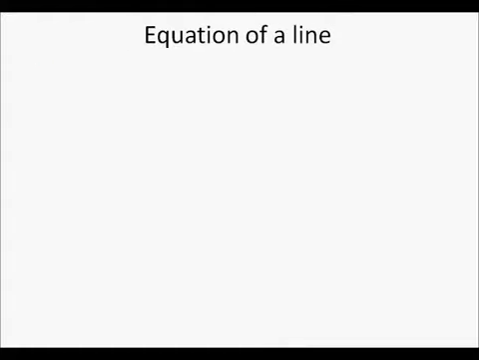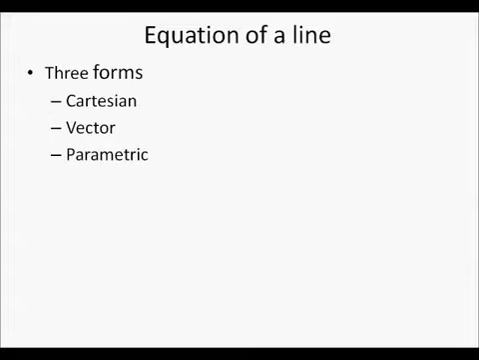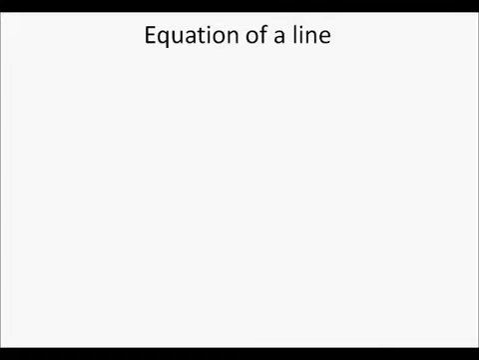Equation of a line. There are three forms of equation of a line: Cartesian, vector, and parametric. Let's first start with the vector form of the equation of a line.